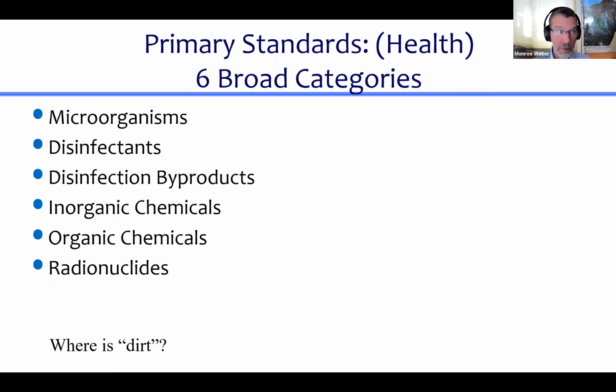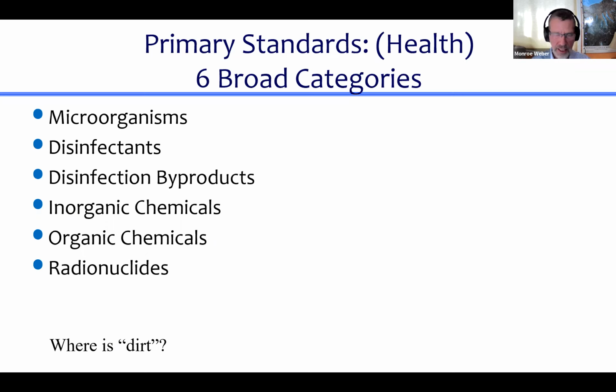Primary standards for the Environmental Protection Agency include these 6 classes: microorganisms, disinfectants, disinfectant byproducts, inorganic chemicals, organic chemicals, and radionuclides. When you use a disinfectant, you get some unhelpful reactions with organic matter that's in the water, and those byproducts can be harmful.